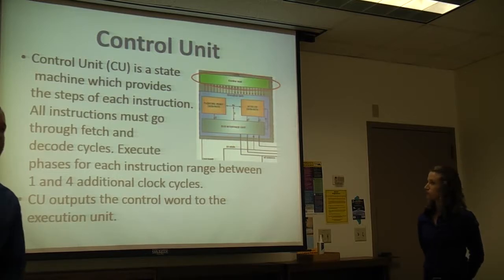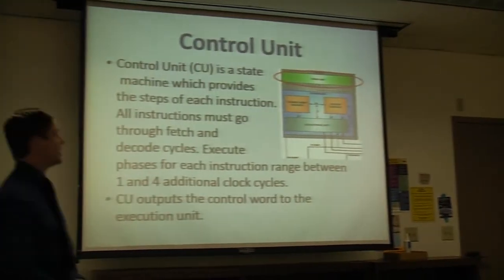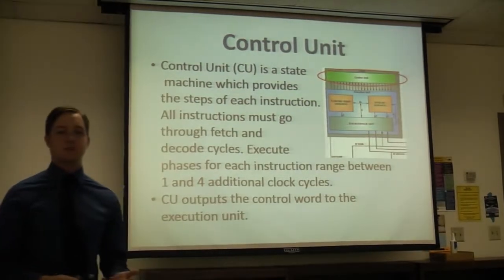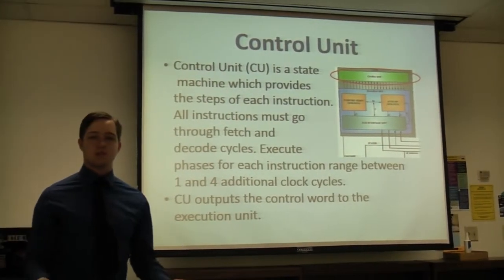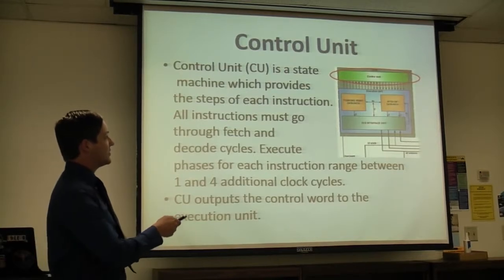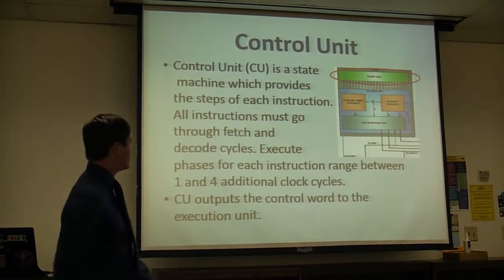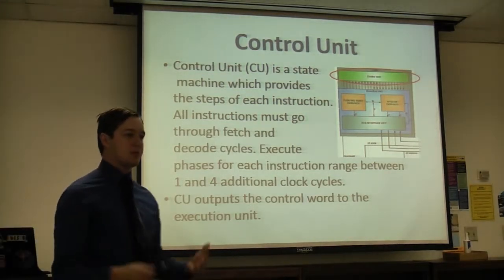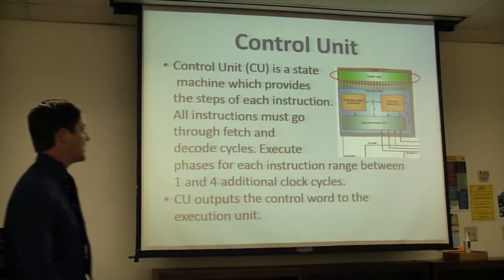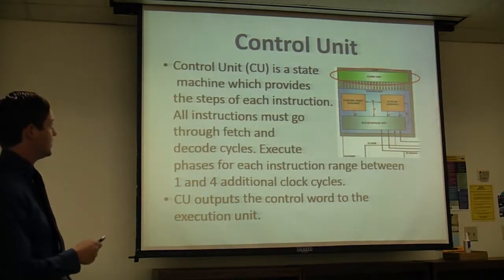The control unit is one of the biggest parts of this project. It is the state machine which controls the execution of our processor. It also outputs the control words to both the bus interface unit and the floating point data paths. Some of the instructions require more than 1 clock cycle to execute, and that is implemented inside the control unit.